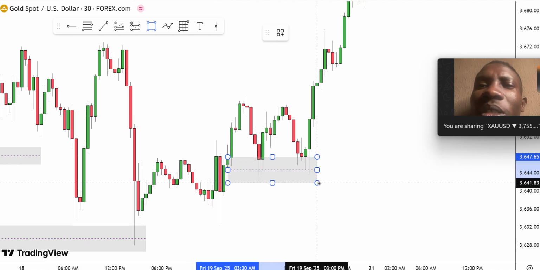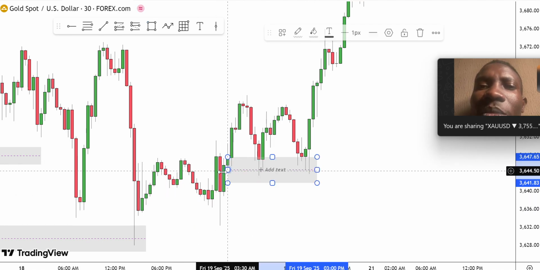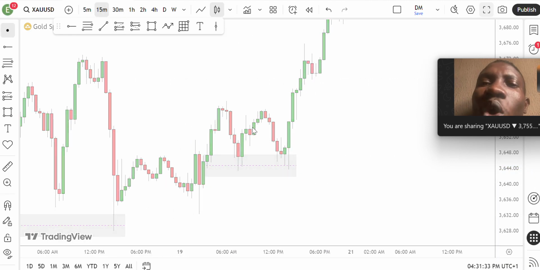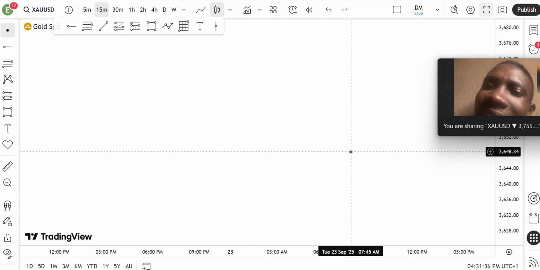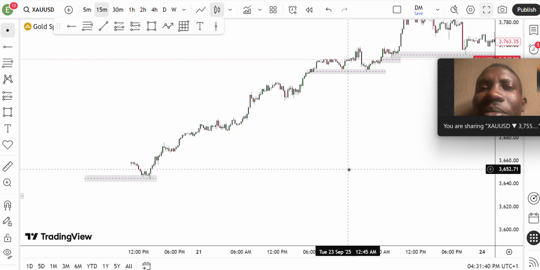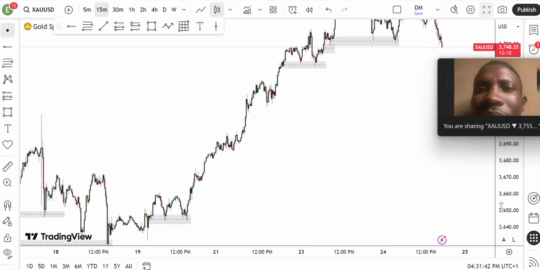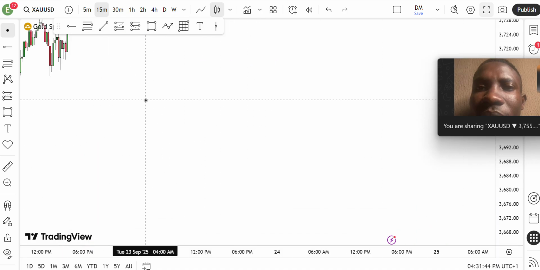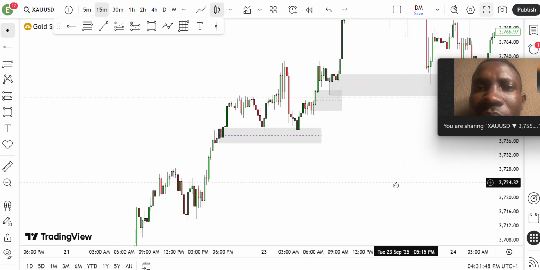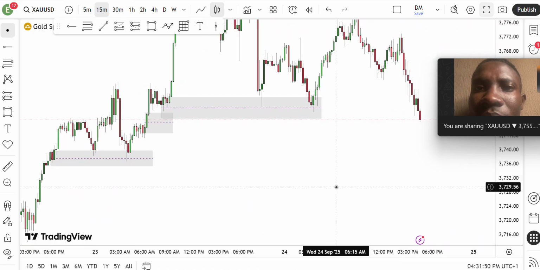What's the difference between breaker block and order block? Is it that order block is your demand area and breaker block is what you just said? Order block is visible. You can see an order block and point to it, like, okay, this is an order block. But breaker block is invisible. You have to draw it out.